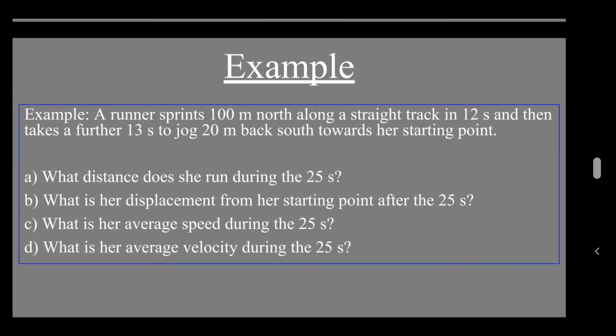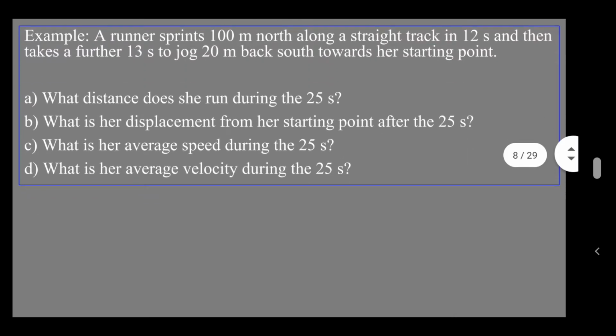A runner sprints 100 metres north along a straight track in 12 seconds and then takes a further 13 seconds to jog 20 metres back south towards her starting point. So what distance does she run during the 25 seconds? What is her displacement from starting point after 25 seconds? What is her average speed? And then what is her average velocity? So the distance is, remember, just the total distance.